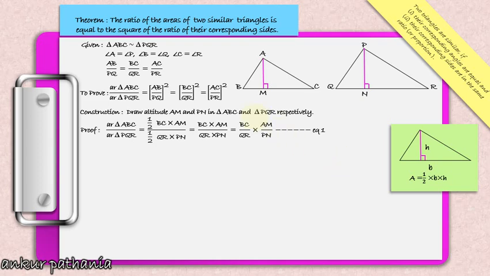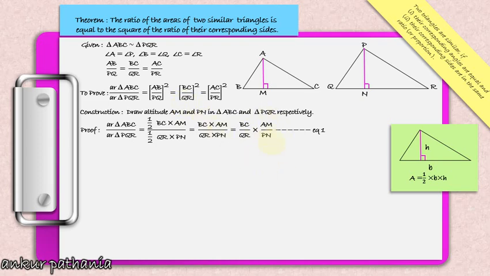Now if you carefully look at the result of equation 1 and what we have to prove, you can see that we have to prove that area of triangle ABC upon area of triangle PQR should be equal to BC upon QR whole square. But in this case we have BC upon QR multiplied by AM upon PN. Now if we can replace this AM upon PN by BC upon QR, we can get our desired result.